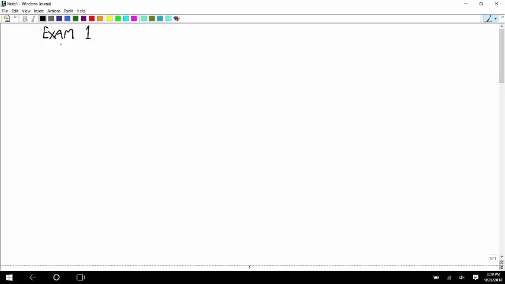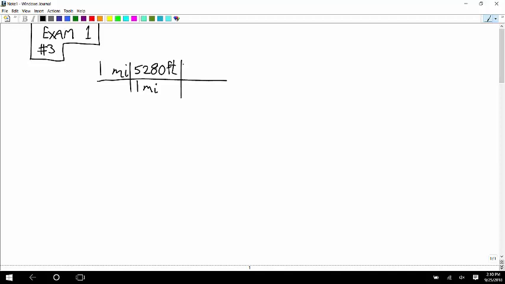So exam 1, number 3. The question is, how many millimeters are there in a mile? So start with 1 mile. And we know that 1 mile is 5,280 feet. And we know that there are 3.281 feet in a meter. And we know that 1 millimeter is 1 times 10 to the negative third meters.